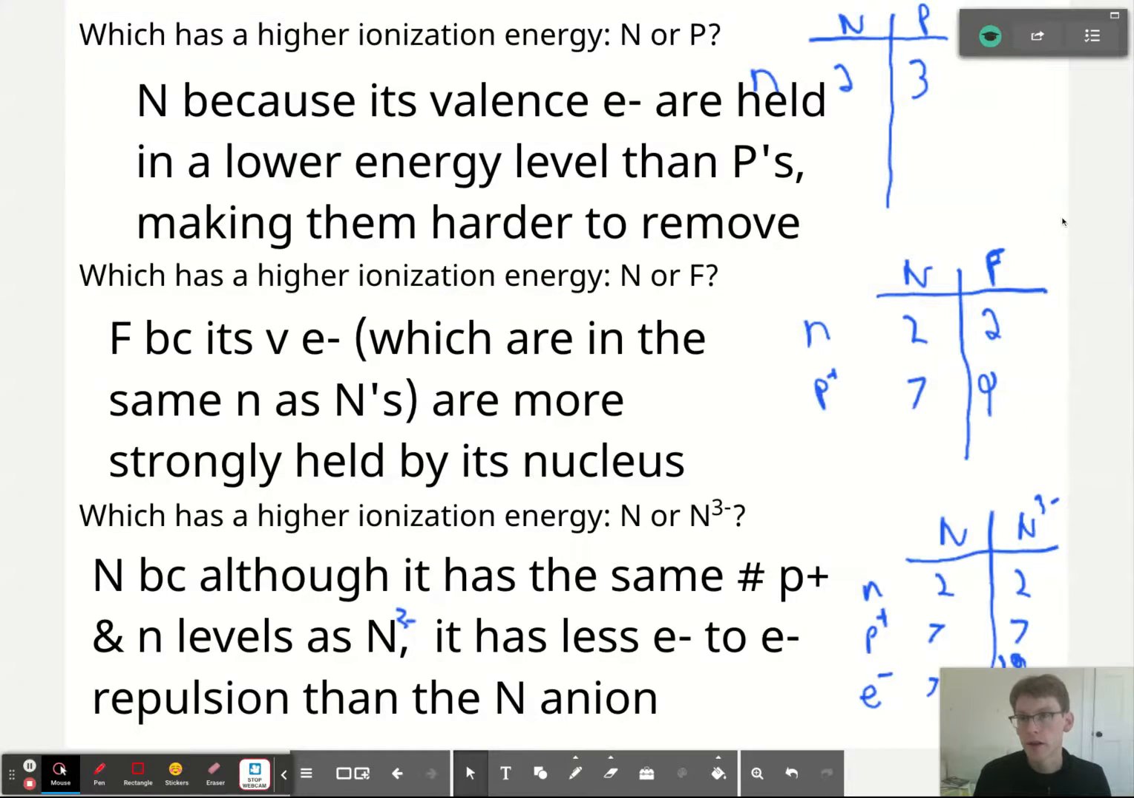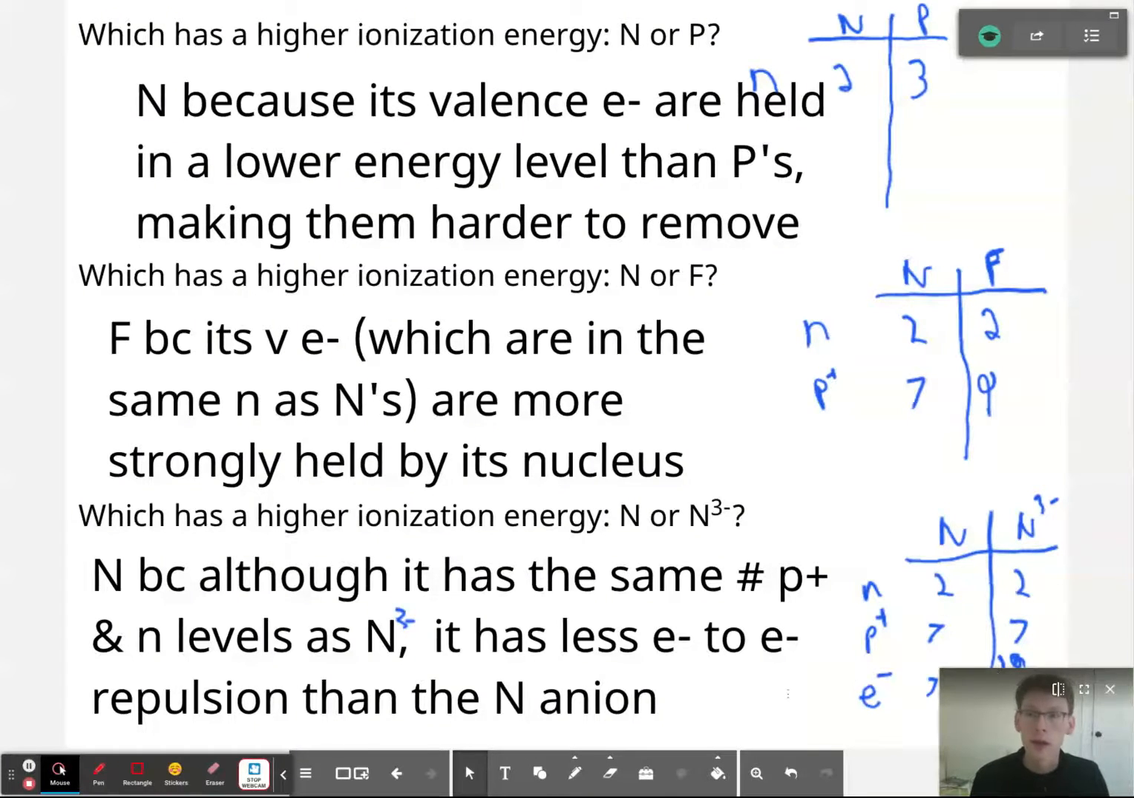I've only focused on ionization energy here, but you can make pretty much the same type of argument for electronegativity or atomic radius. Just understand that ultimately everything has to do with the attraction between the nucleus and the valence electrons. And you just need to make the same T-chart in every case. It's just a question of: is there a difference in the energy level, or is the difference found in the number of protons or the number of electrons?